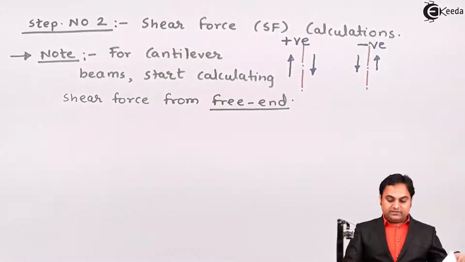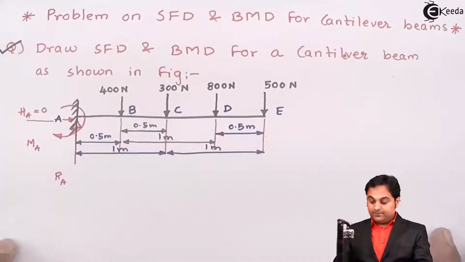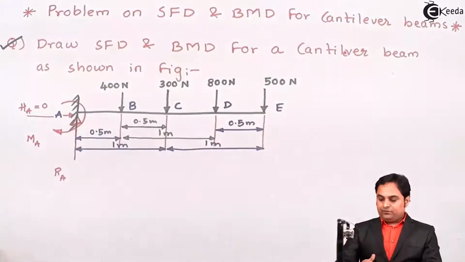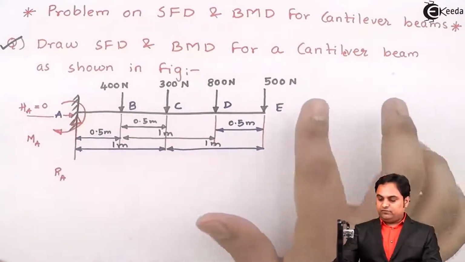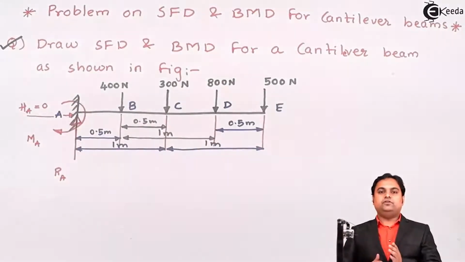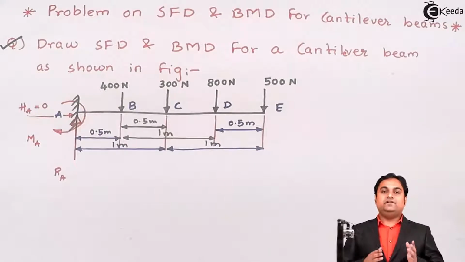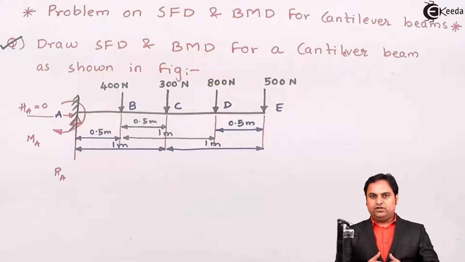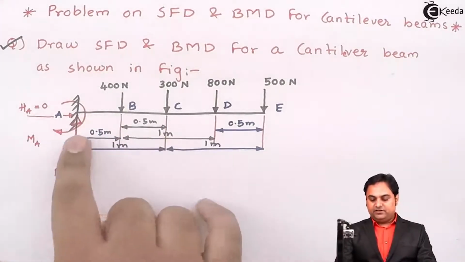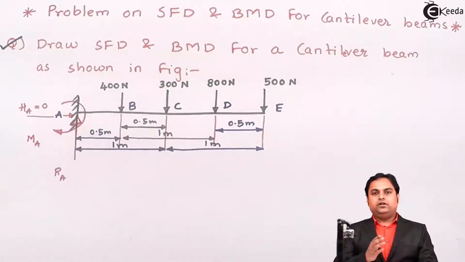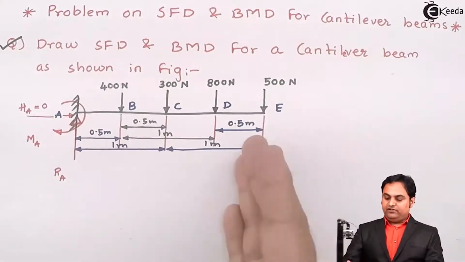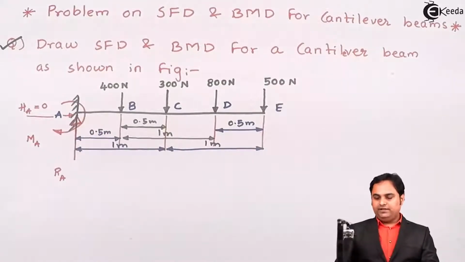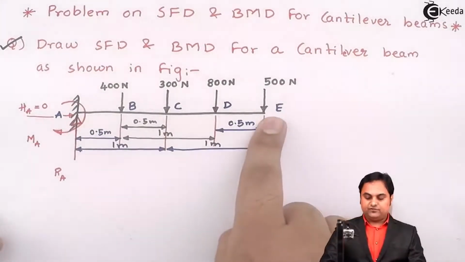Now why I am starting the calculation from the free end is that the shear force will continuously go on increasing from right to left, that is from free end to fixed end. Shear force value will go on increasing. So that will help us while plotting the shear force diagram. Even if we take the shear force from the left end, that is fixed end, then also we are correct. But preferably we should take it from free end because the shear force value will go on increasing. So first I'll find shear force at point E.